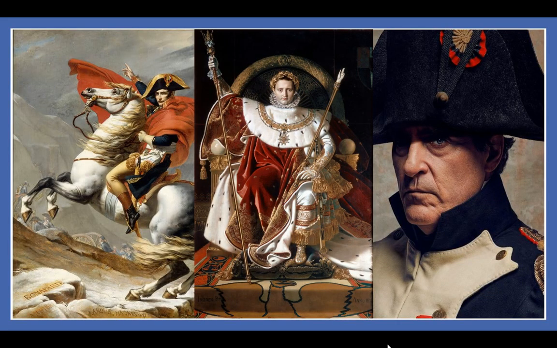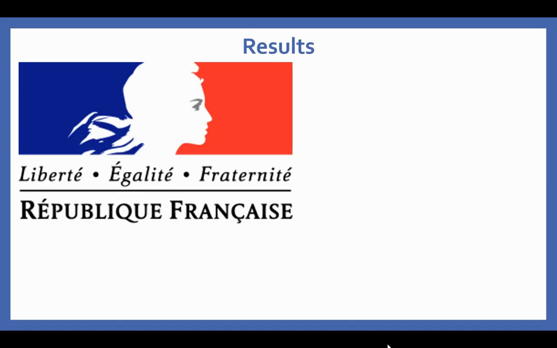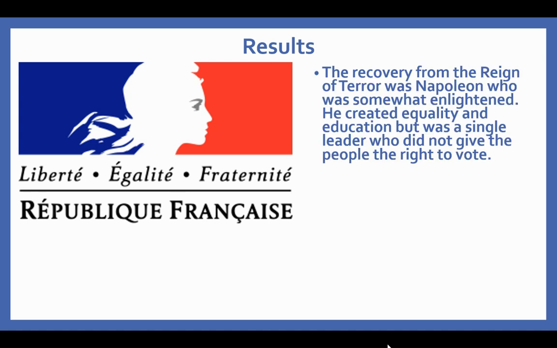Now, ultimately, when we talk about the results, we have to end with Napoleon. So let's sum up the results. First off, the recovery from the Reign of Terror was Napoleon. Napoleon was somewhat enlightened. He instituted schools. He gave people equal rights. But he was also a single leader who really controlled people's voice in government. It was not even a constitutional monarchy.